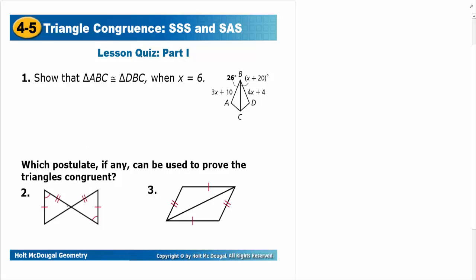Number 2 and 3, again, which postulate can be used to prove the triangles are congruent? Here you can probably add some angles and stuff, but again, add as much as you can, and then look and see, is it side or side angle side? If you don't get either one, then you say neither.